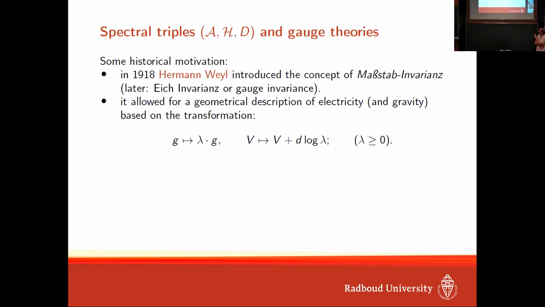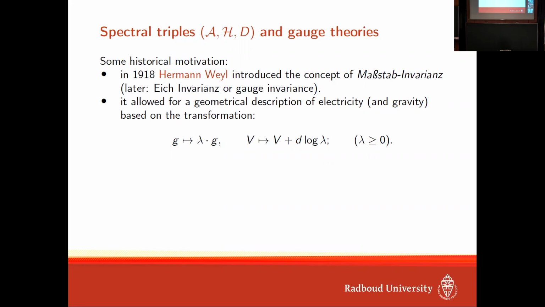But what happened was this. So he looked at this transformation. That scale, of course, is lambda. So lambda is a positive function on a manifold. So this is all, of course, on space-time. And then g is the metric, which you transform by a scale transformation, by a factor, of course.